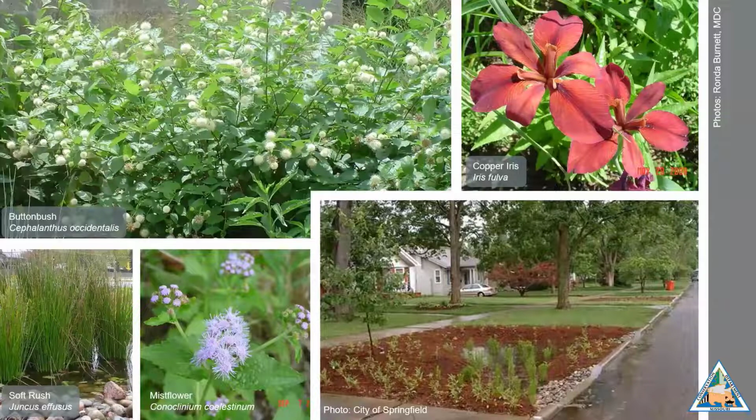They include buttonbush, copper iris, soft rush, and mist flower. The rainwater management practice shown in that lower right photograph is a rain garden. And if you follow the street gutter up the photograph, you can see a second rain garden. There was a series of rain gardens that were constructed along a residential street in Springfield, Missouri.